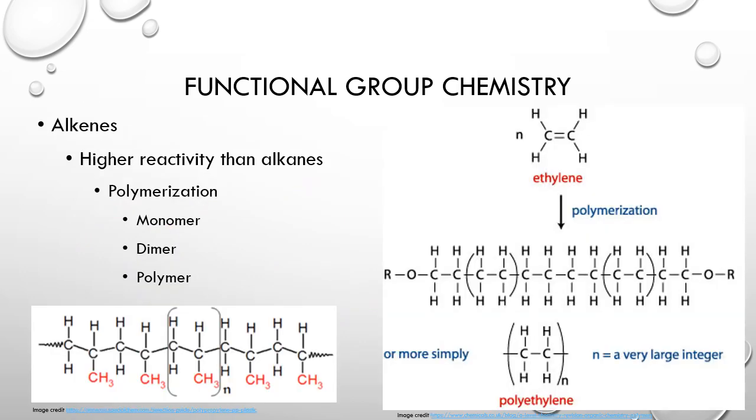Now we're going to look at polymerization. Polymerization is another reaction that happens with alkenes, not alkanes, only alkenes. Polymerization is super, super cool. So, a little bit of vocab first. Mono is one, di is two, poly is many. So we could start with a monomer.